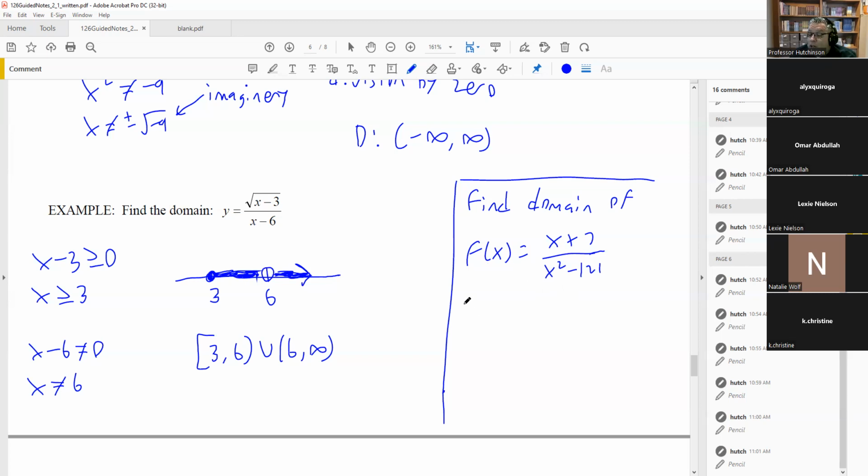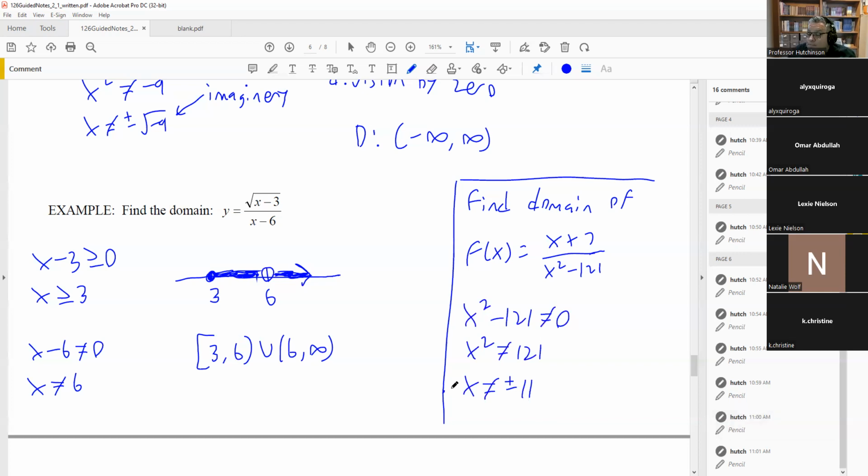We just have the bottom. This here, x squared minus 121, cannot be equal to 0. So I'm going to solve this by bringing the 121 over to the other side. So I have x squared is not equal to 121. And then I'm going to take the square root of both sides, and I get that x is not equal to plus or minus 11. So plus 11 and minus 11, I'm not including in this case.